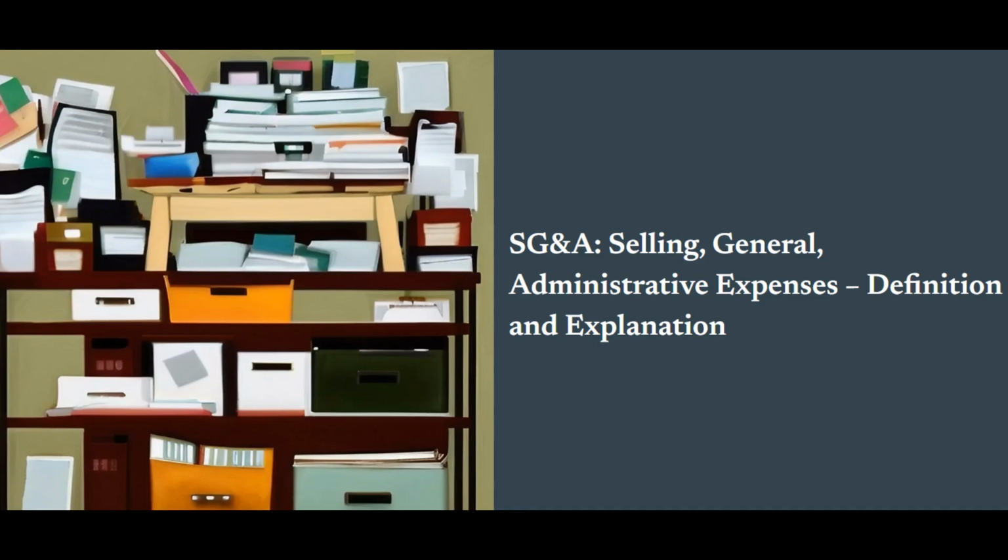Now, before we wrap up, let's touch on some limitations of SG&A. While it's an important metric, it doesn't give you the whole picture. It doesn't include the direct cost of producing goods, so you'll need to look at other financial metrics to get a complete understanding of your business's health. Plus, the classification of expenses can sometimes be subjective. What one company considers a selling expense, another might classify as administrative.